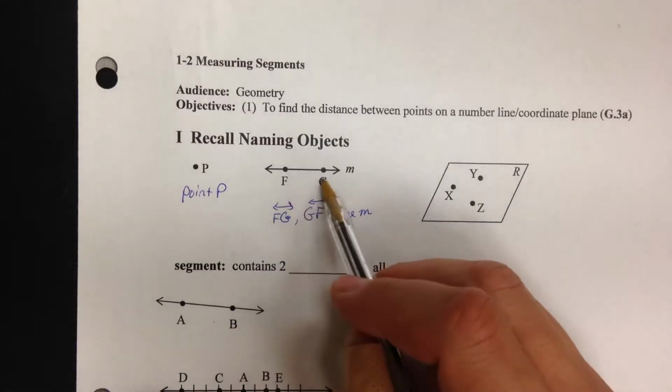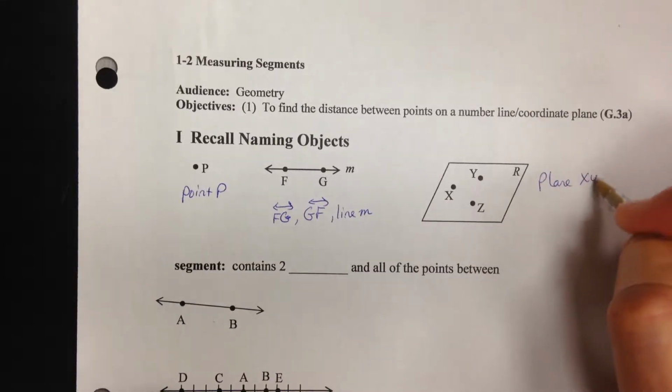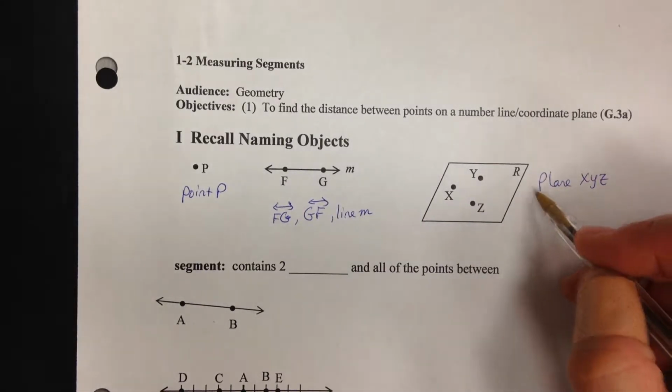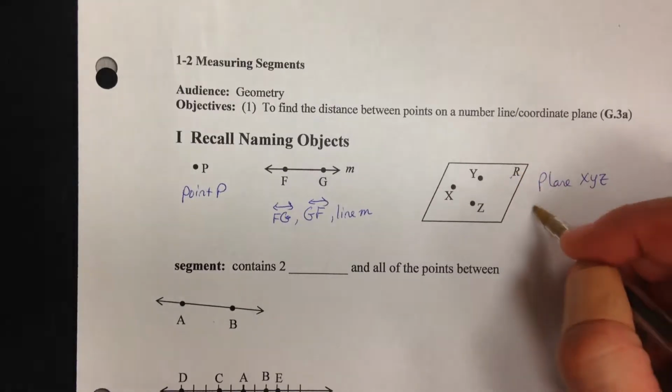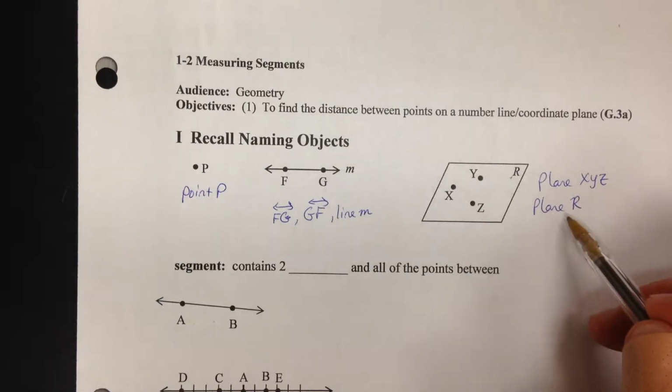So 2 points for a line, 3 for a plane, so you can say plane XYZ. Or this letter right here, this capital cursive letter, is plane R. You don't even need the word plane, you can just write those.